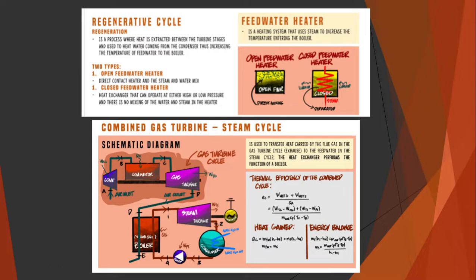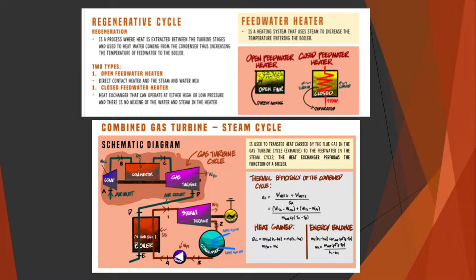Regenerative cycle. We have two types. Open feed water heater is a direct contact heater where steam and water mix. And closed feed water heater is a heat exchanger that can operate at either high or low pressure, and there is no mixing of the water and steam in the heater.